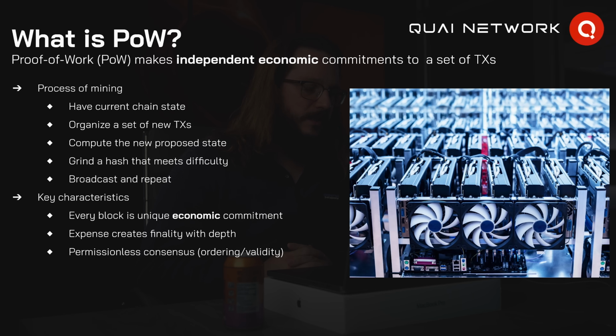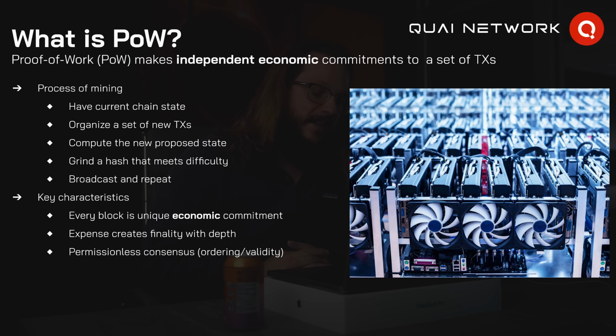Now, the key characteristic of work-based mining is that every block is a unique economic commitment, meaning I can't simultaneously commit to two sets of things. I can't make a commitment and then mutate that commitment. Every hash that I do is a costly commitment. And what I mean by that is we can't simultaneously commit to two different things at once. So if I commit to this set A of transactions, I can't then take that same nonce and make that commit to set B.